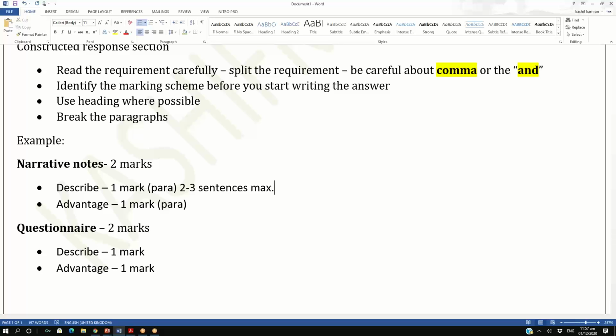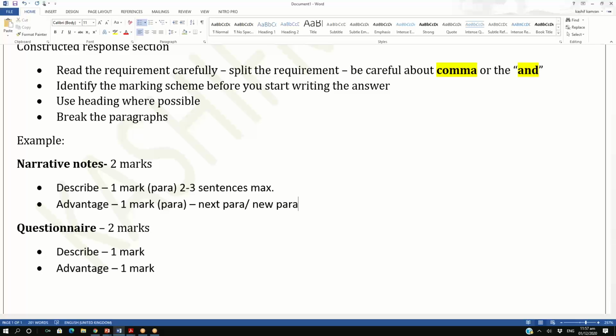Then you change the line. You will not start immediately where the describe ends. A lot of times where the student ends the describe, they start writing the advantage. Break, come to the next line, come to the next paragraph. So start the advantage from the next para, from a new para. So the examiner knows, okay, this is the describe and this is the advantage. You can also put the headings, but don't just merge the describe and the advantage together.